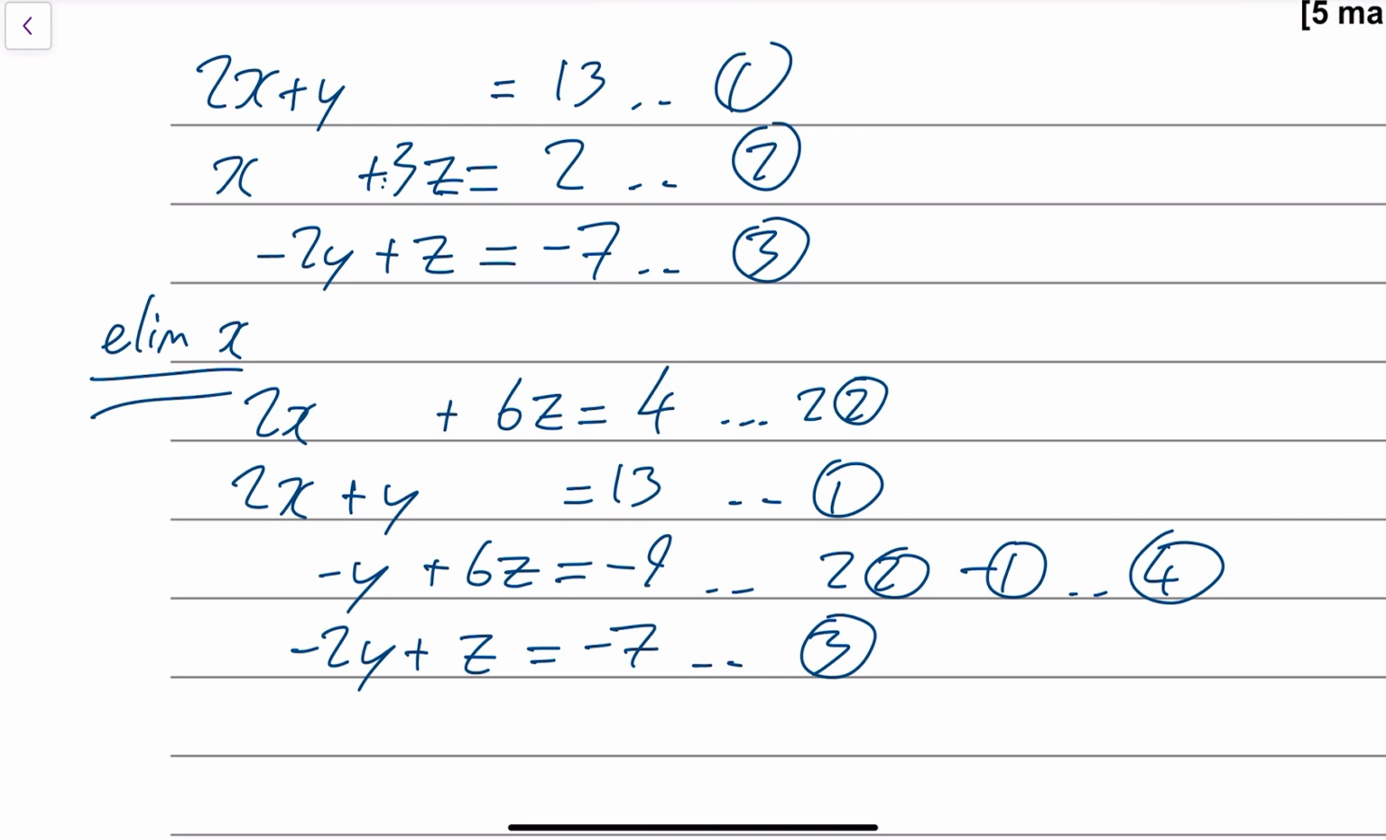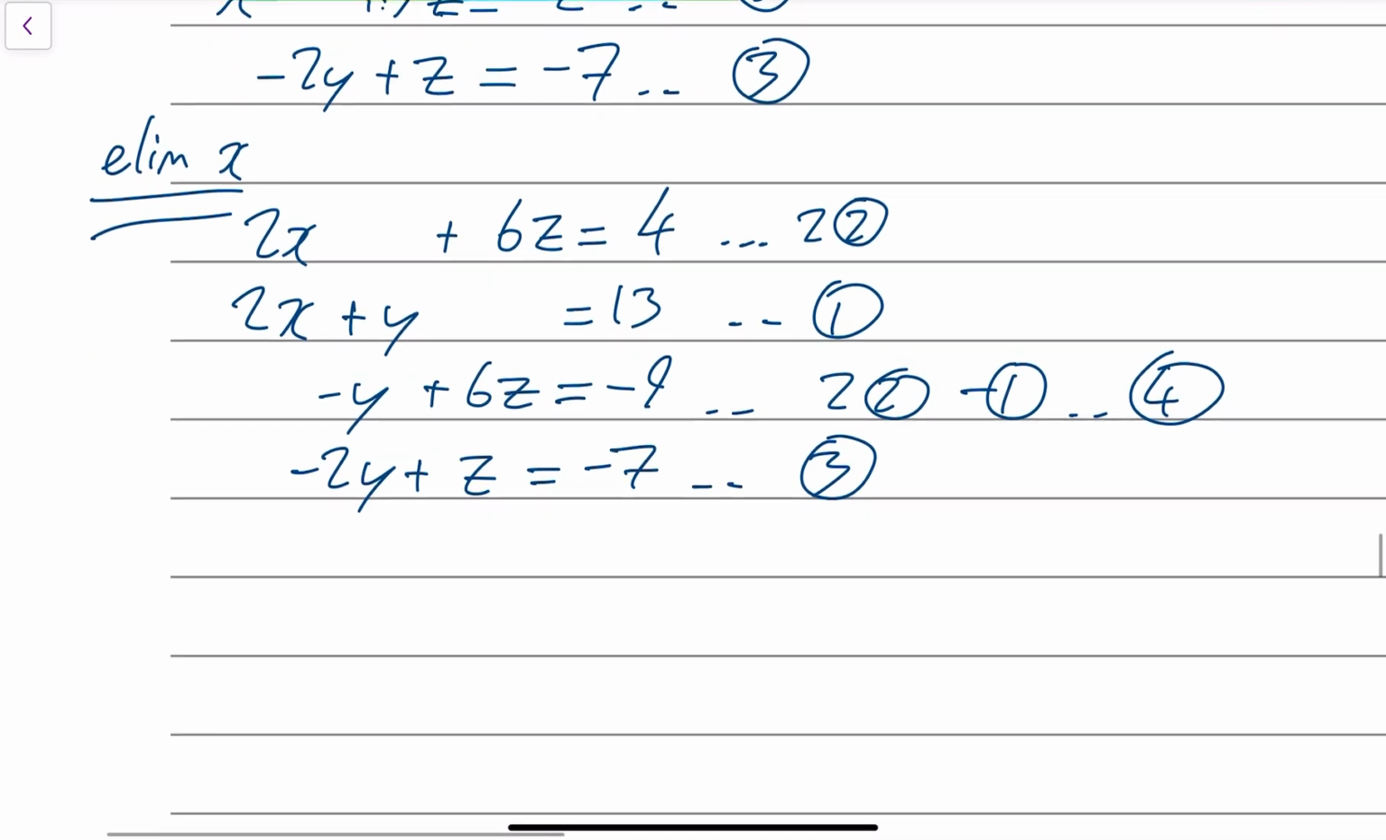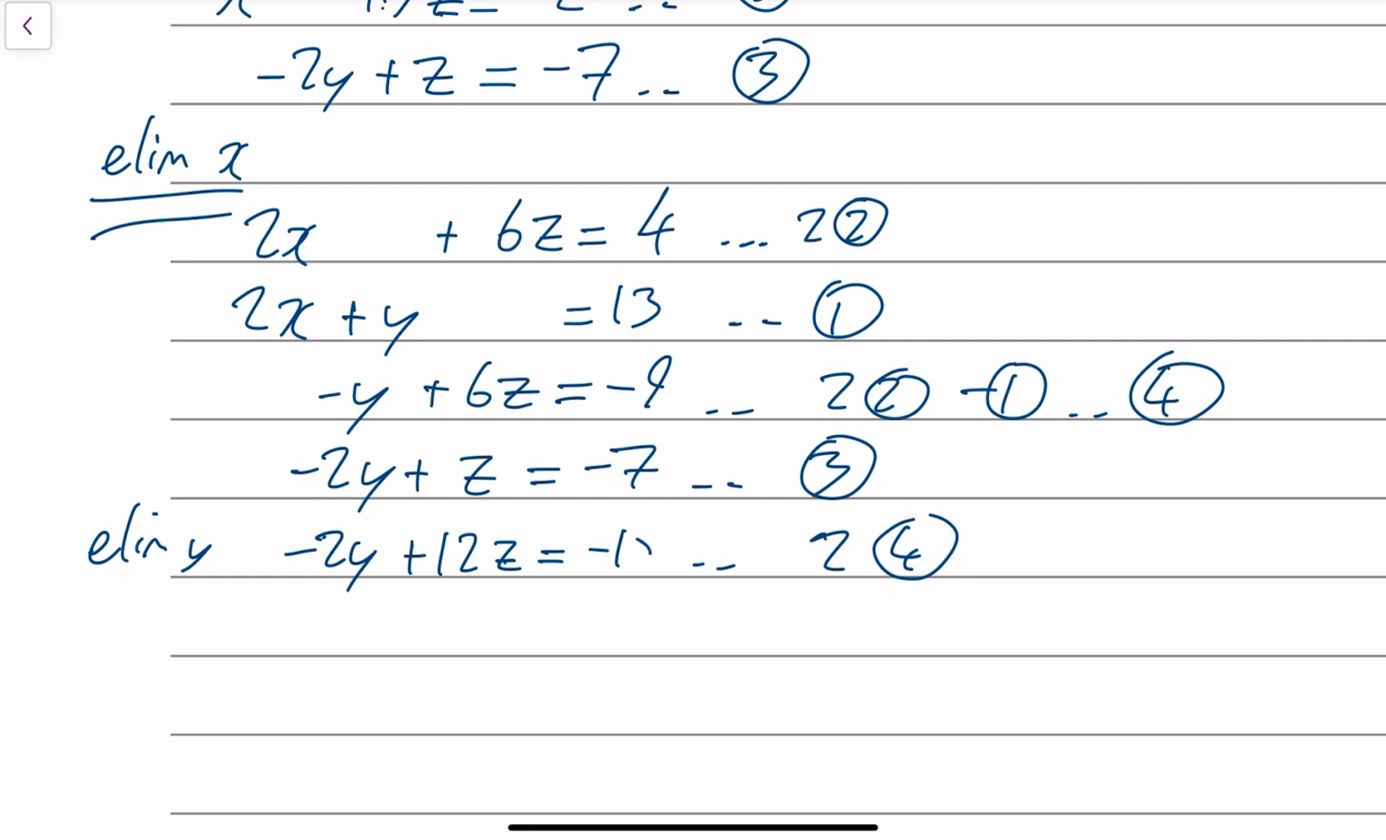We'll write our last equation, our equation 3, underneath it. So we're going to eliminate our something. I'm going to eliminate y's, I think, from these two equations. So I'm going to say eliminate y. So I'm going to multiply my equation 4 by 2. So I'll have minus 2y plus 12z is equal to minus 18. And then we're going to subtract. So we're going to do 3 minus 2 times equation 4.